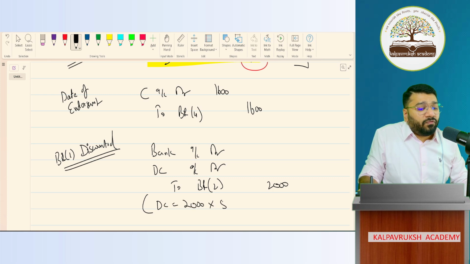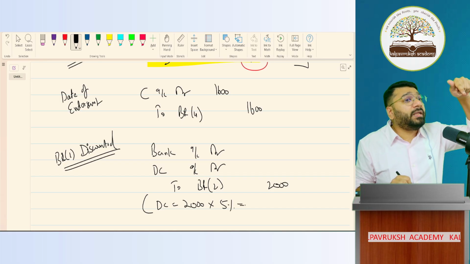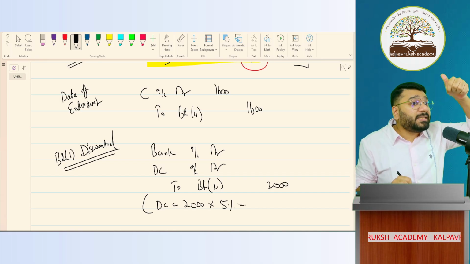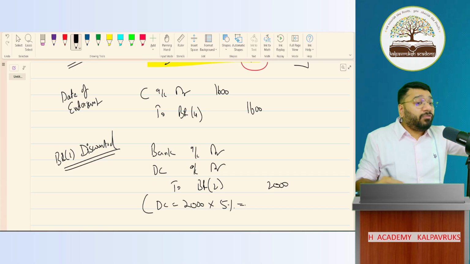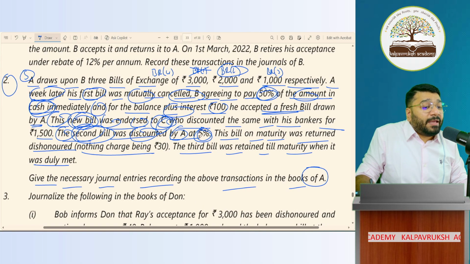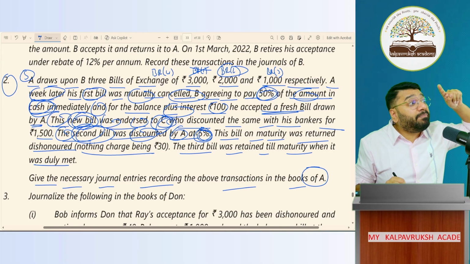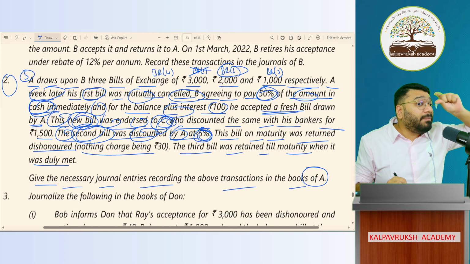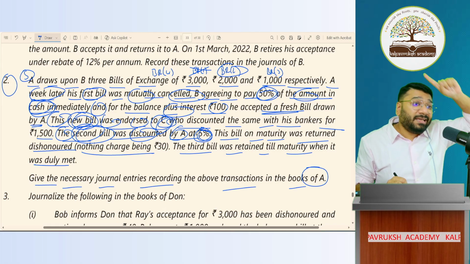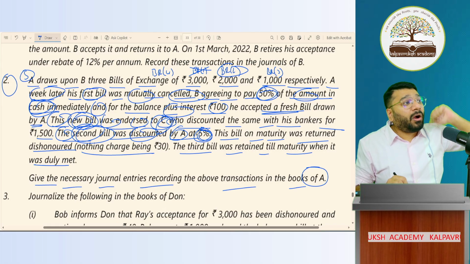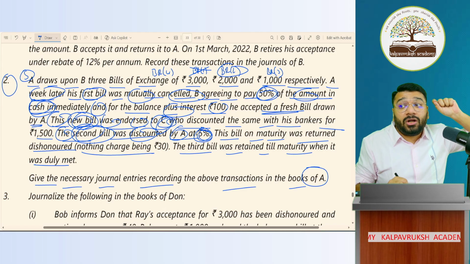Now what is discounting charges? 2,000 into 5%. When the discounting is done, for how many months, they have not given. And if you observe, they have not put 5% per annum. It is just 5%. Means what? The time period is already multiplied with the per annum interest rate. In the concept, I have taught this in depth in the partnership topic, interest on drawing.